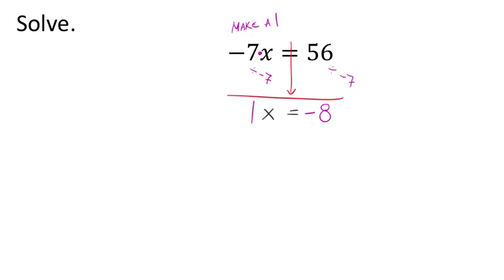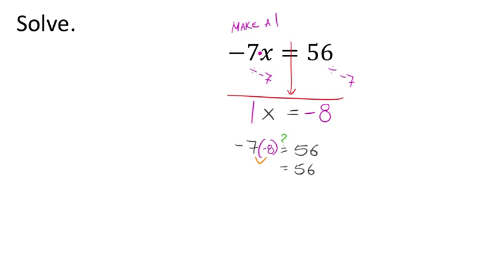So the last step, as usual, we'll be checking. So negative 7x equals positive 56. I don't know if this is true or not yet, but I'll replace the x with the value we found as negative 8. Then we'll check for truthfulness. So this should equal 56.